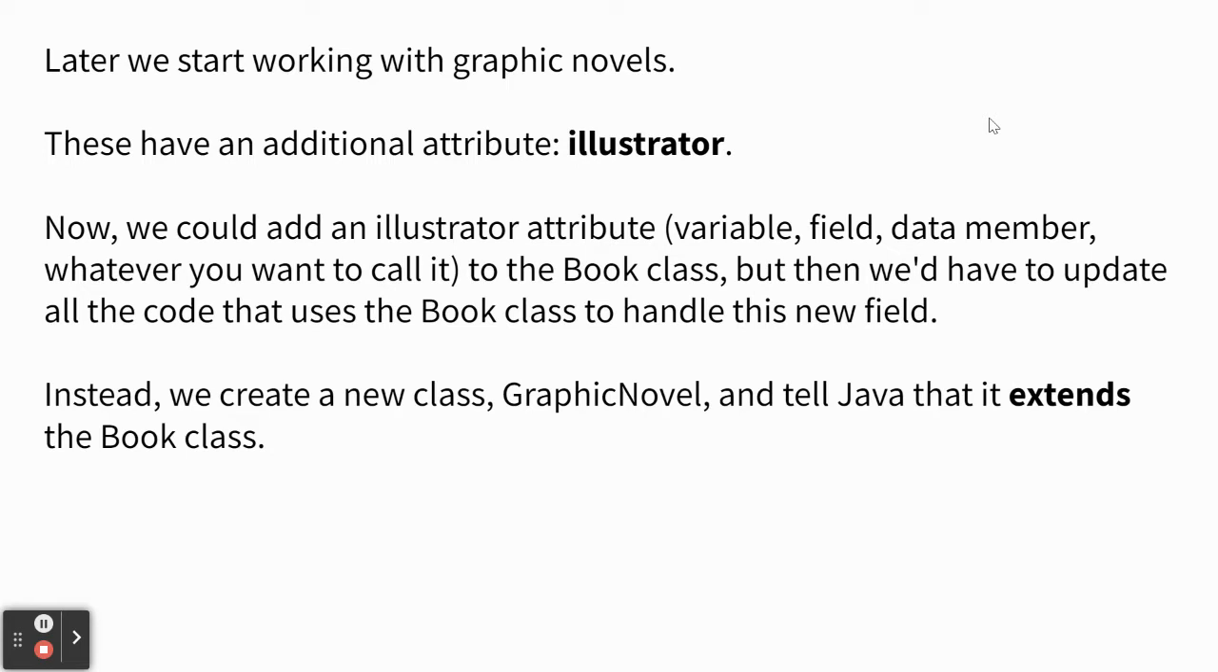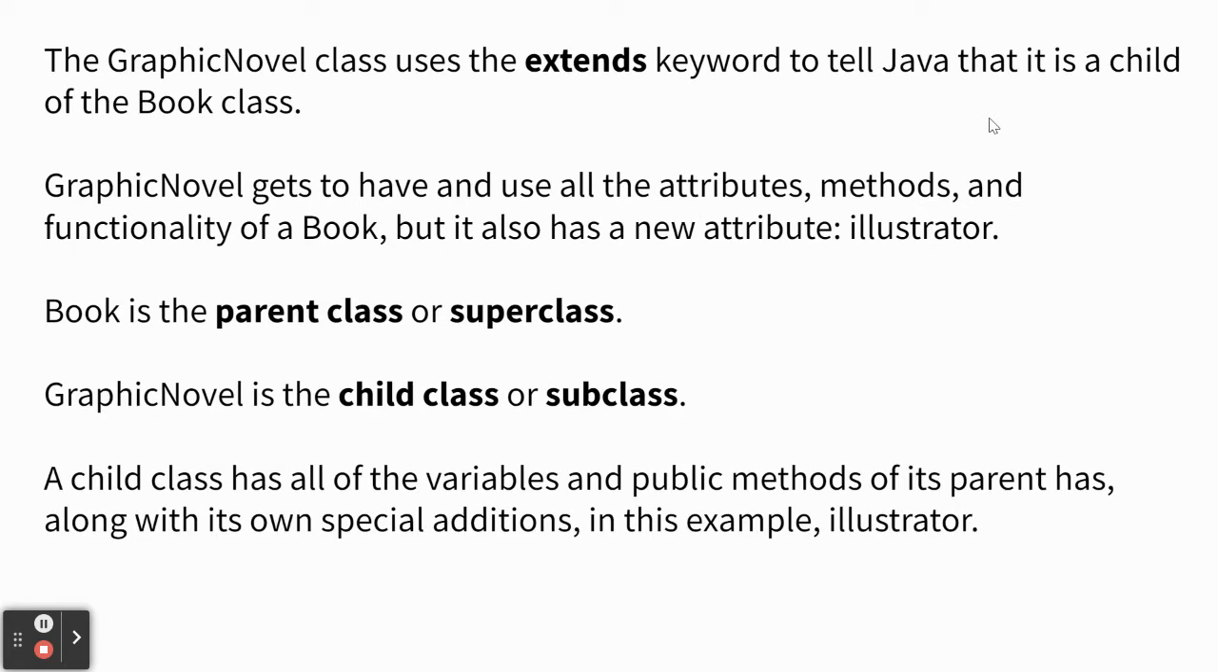Instead of adding the variable into the book class, we can make a new class and say it extends the book class, and we're calling it a graphic novel. We actually literally use the word extends, and you'll see in a second. That tells Java this new class is a child or a subclass of a parent or a superclass. Graphic novel automatically gets all the attributes, methods, and functionality of a book, but it also has this new attribute, illustrator. We call the book class the parent class or the superclass, and we call graphic novel the child class or the subclass.